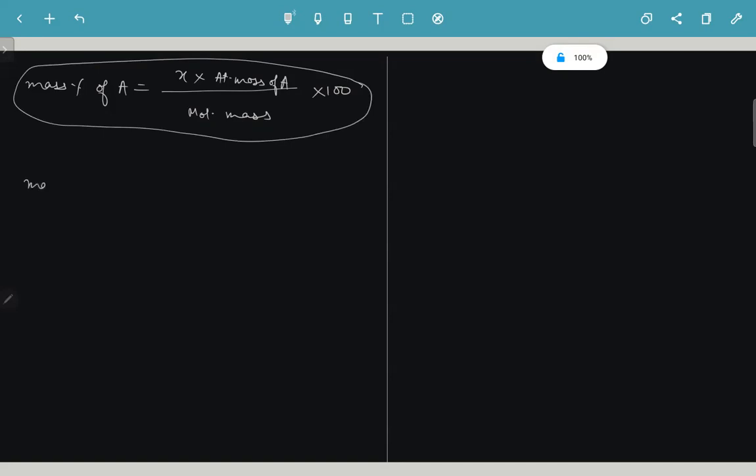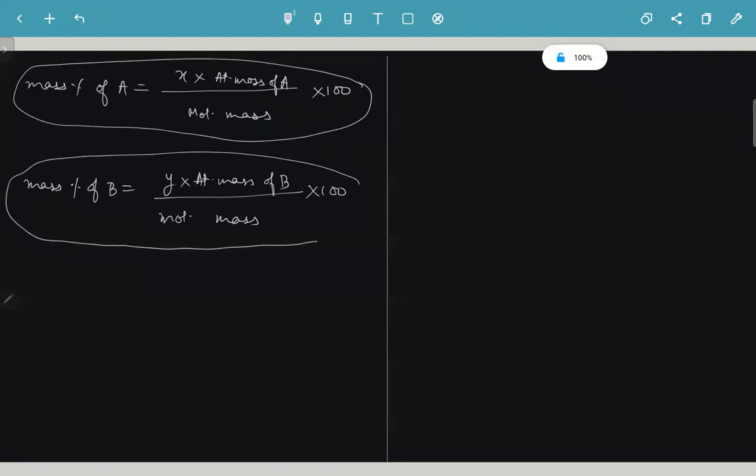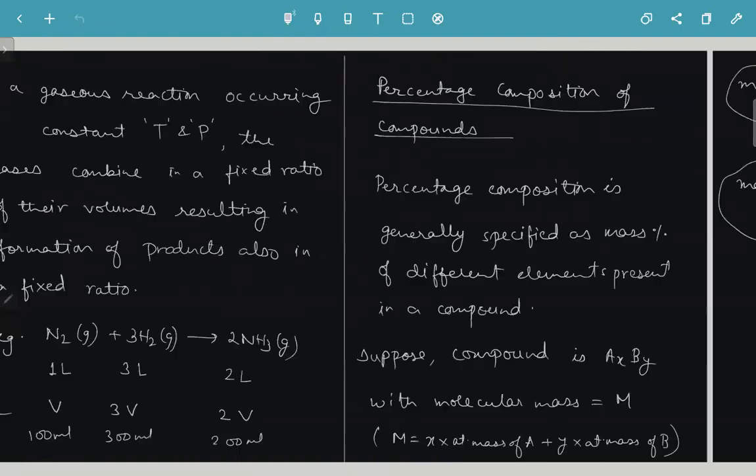Similarly, we can write mass percent of B is equal to Y into atomic mass of B upon molecular mass into 100. So this is how we determine the mass percentage of different elements present in a compound. ठीक है, क्लियर है ये? एक बार प्रीवियस पेज देख लो जल्दी से.